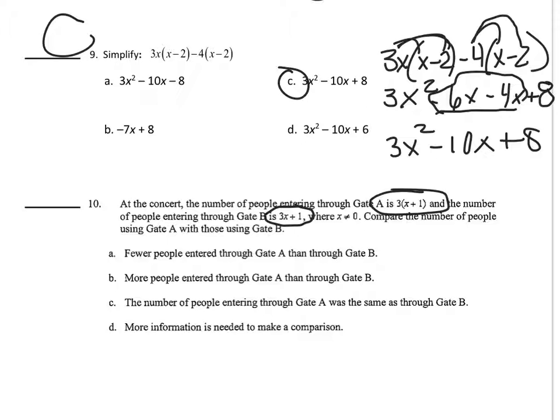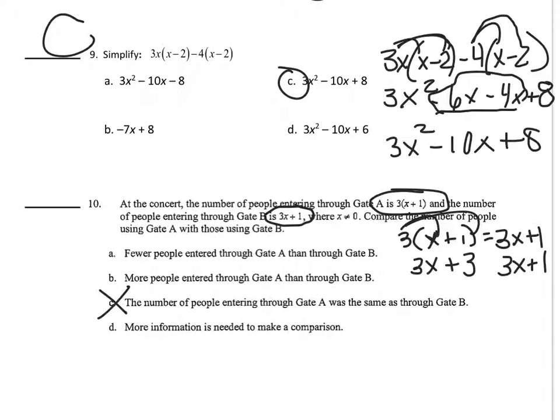Well, when I look at the answer choices, C says the number of people entering through gate A is the same as the number of people entering through gate B. If that were true, then that would mean this expression is equivalent to this expression. Well, let's distribute and see if that's true. 3 times x is 3x. 3 times 1 is 3. As you see, these are not equivalent, so choice C cannot be the answer.